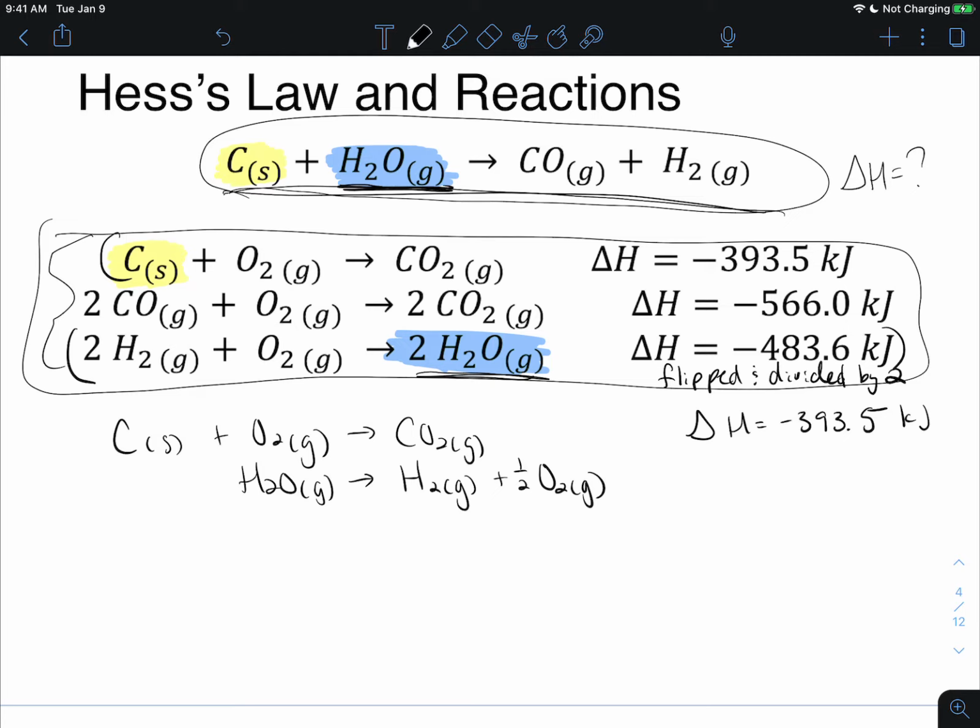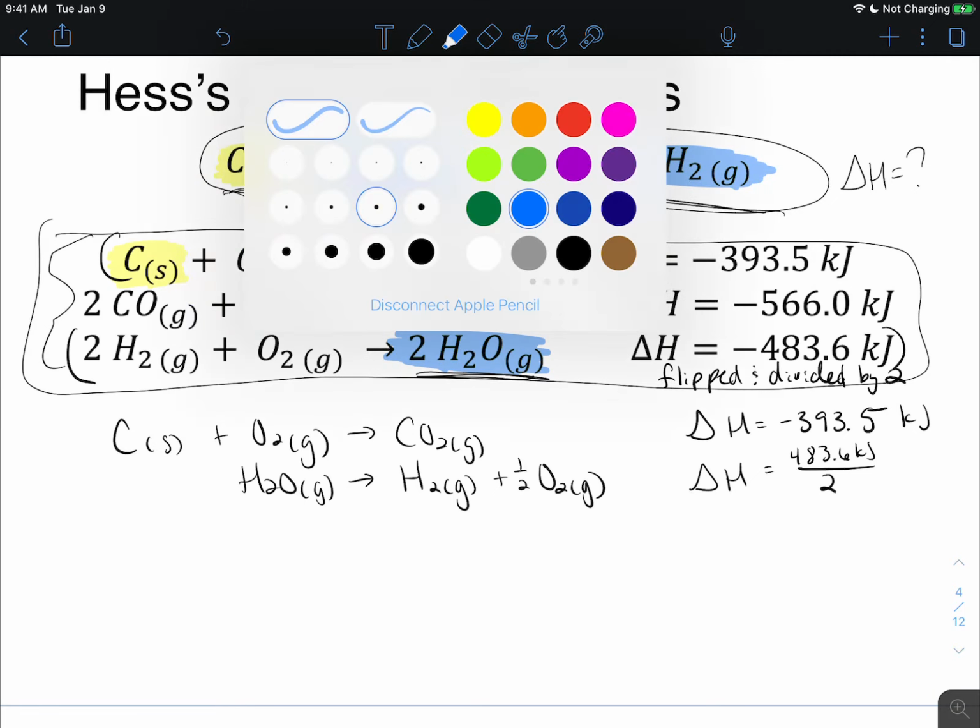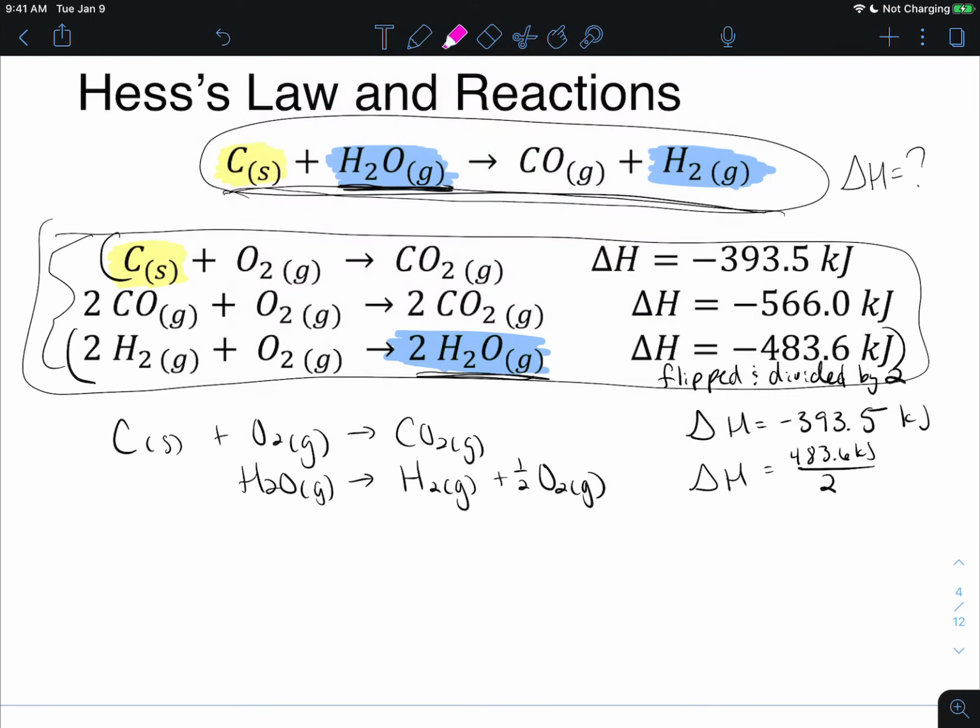Okay, now, like I said, anything that we do to our equation, we have to do the same thing to our enthalpy. So now instead of being a negative 483.6, it's positive, and we're going to divide that 483.6 by 2. So it would be positive 483.6 kilojoules divided by 2. So flipping the sign, dividing by 2. In addition to getting that water, I also now have my H2, and it's in the correct place. So we've taken both of those and put them into our equation.